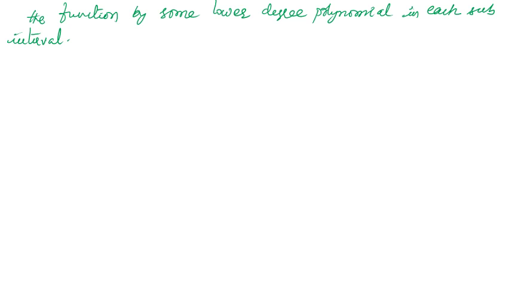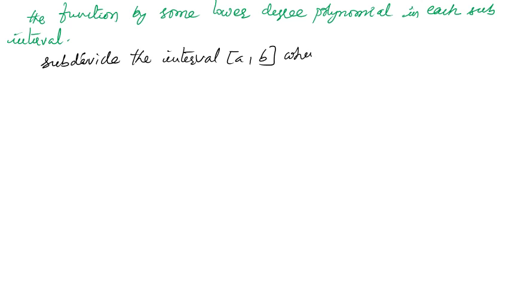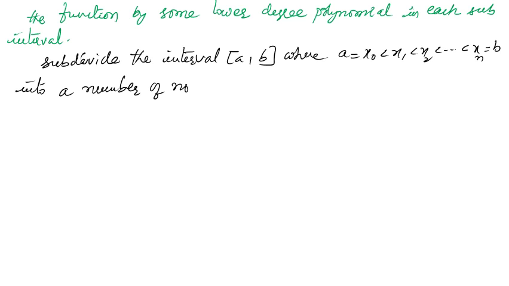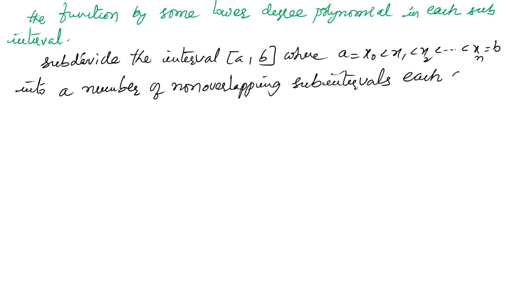For example, let us subdivide the interval [a, b], where a equals x0 less than x1 less than x2 and so on, less than xn equals b, into a number of non-overlapping subintervals, each containing 2 or 3 or 4 nodal points.